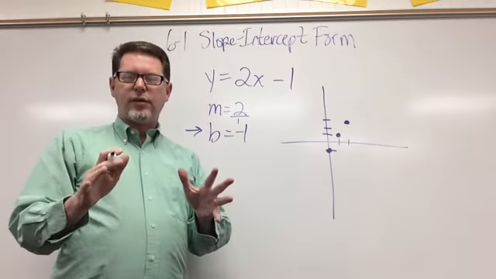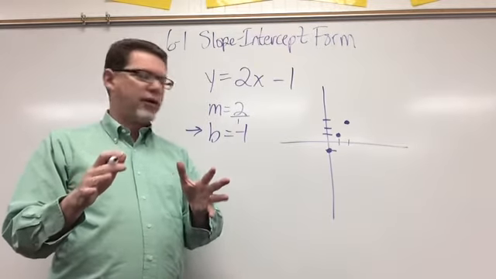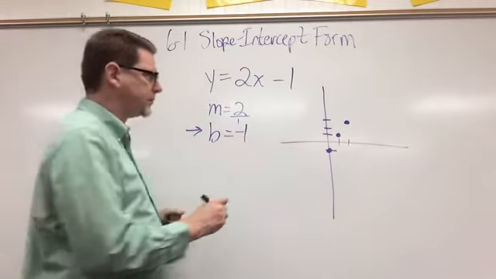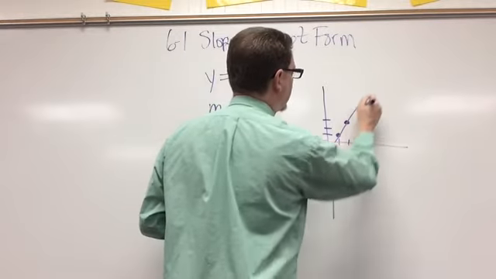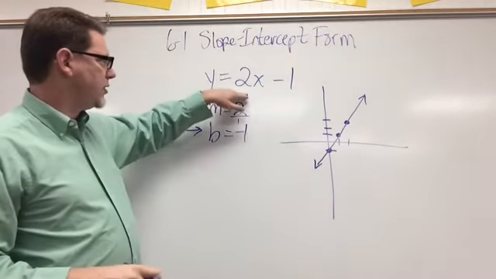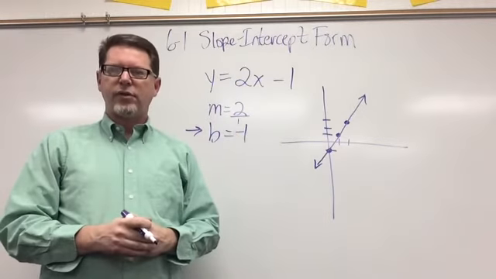Now, I should have said this at the beginning. You have a piece of graph paper, so graph this on here and then tape it in. Okay? And then I would draw my line with arrows on both ends, and that is the graph of the equation y equals 2x minus 1.